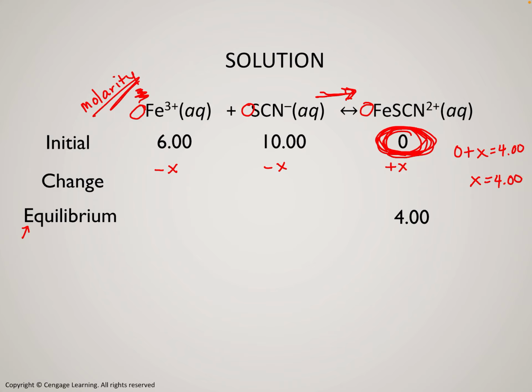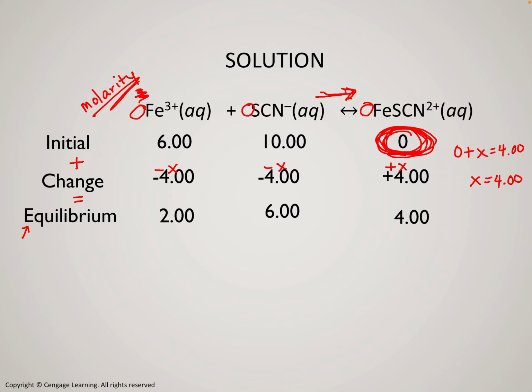So we can use this to fill in all of these change values. That's going to be plus 4. Therefore, this was minus 4, and so was that, because we're just filling in these x's. Now we can calculate the equilibrium concentrations by adding together. Remember, always initial plus change equals equilibrium. So 6 minus 4 will give us 2, 10 minus 4 will give us 6.